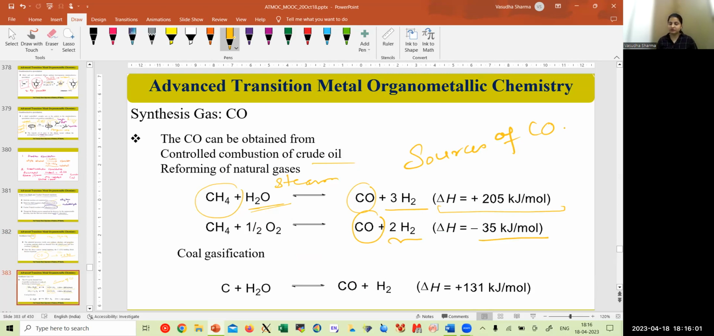First is the reforming of the natural gases. Second is coal gasification. For example, coal is nothing but carbon. When it is treated with H2O, it converts to carbon monoxide and H2 with this much amount of energy.